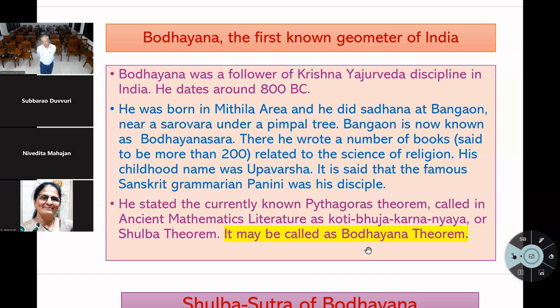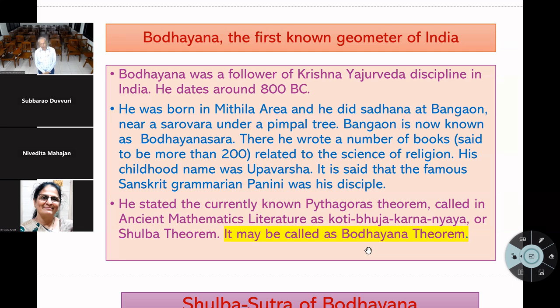Nyaya means theorem, so it's a rule. Koti, Bhuja and Karna. In a right angle triangle, we have Karna, that is the hypotenuse, and Koti and Bhuja: one side is called Koti and another is Bhuja. So this theorem is also called the Shulva theorem. Shulba and Shulva, you can use both the words. B and V, both are okay. So you can say Shulba theorem or Shulva theorem.